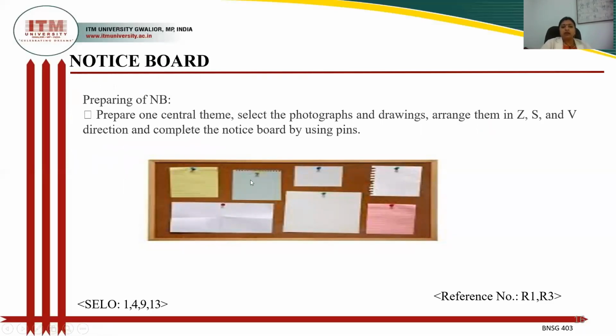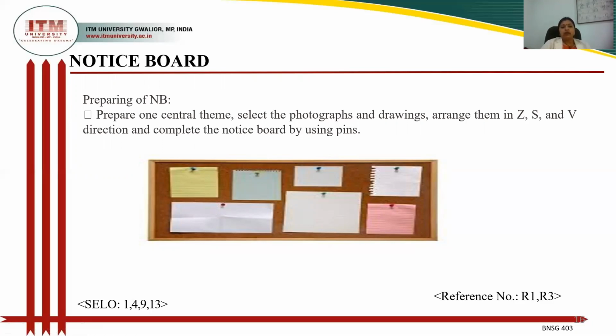Okay, so here the notices have been fixed with the pins. Preparing the notice board means: prepare one central theme, select photographs and drawings, arrange them in a Z or V direction, and complete the notice board by using the pins.